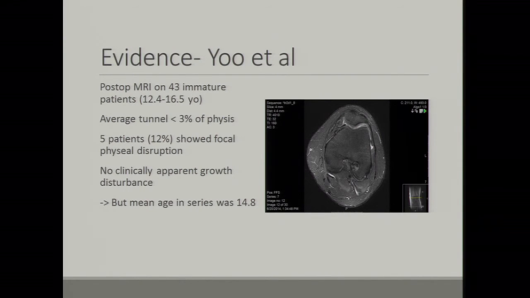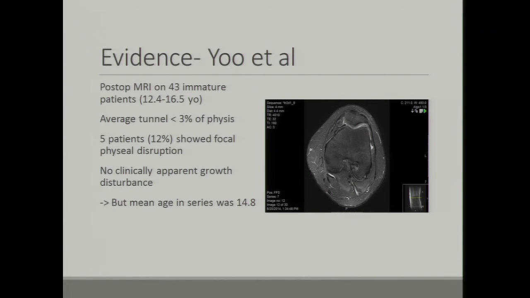So looking at a little bit of the evidence for reconstruction in this population, post-op MRIs performed in a group of 43 patients, a little bit older, almost 15-year-old kids, showed that the average tunnel was less than 3% of the physis, which is consistent with the computer model that I talked about before. This was a little bit ago, so this was pre-anatomic ACL reconstruction, so that may have an impact on this.